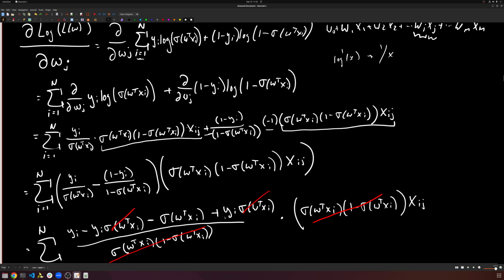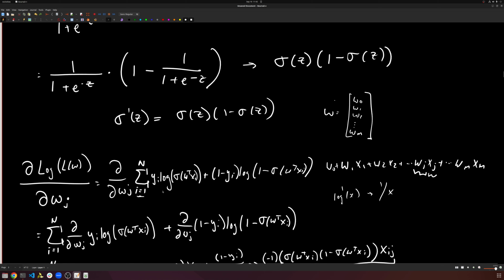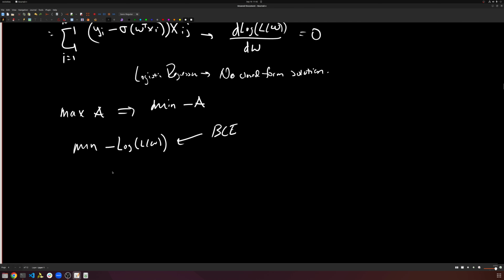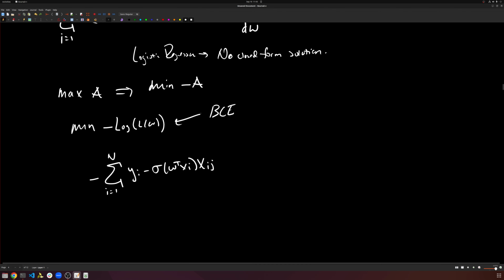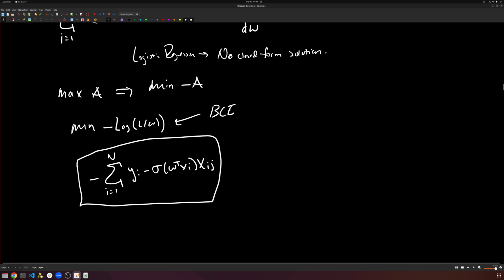If we scroll back up a little bit and take a look, this whole thing that we took a derivative of, we want to maximize this thing or minimize the negative of this thing. And that's why it's called binary cross entropy, or that's basically the binary cross entropy loss of PyTorch. And to do this, our derivative becomes just the negative sum over i equals 1 to n of yi minus sigmoid w transpose xi, xij, right? This is our derivative of the binary cross entropy loss. Great.